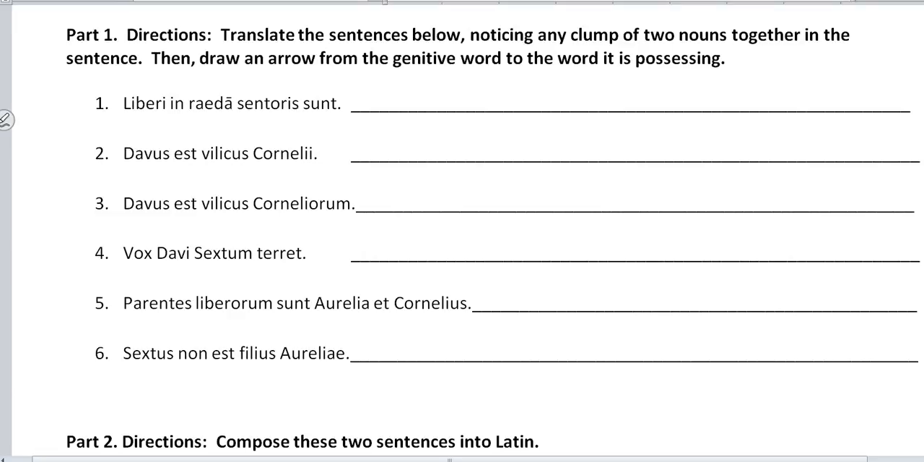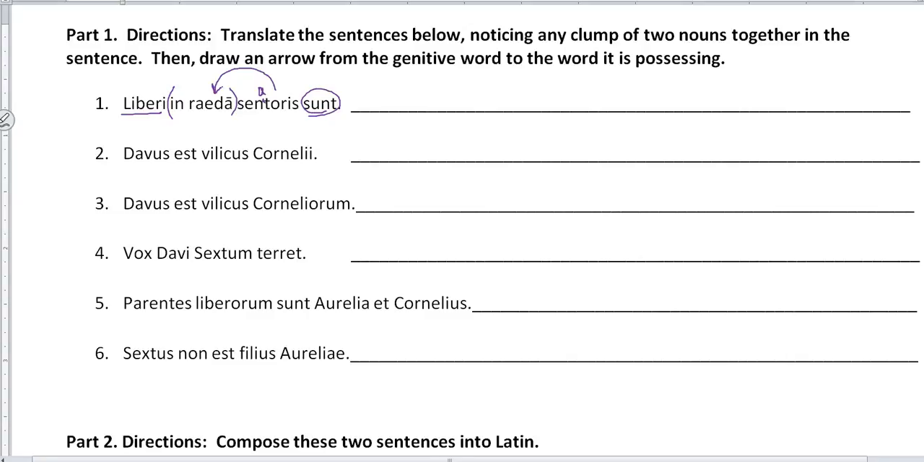Let's do the first one together. Liberi in raeda senatoris sunt. Ooh, typo. Senatoris sunt. Liberi is your subject, sunt is your verb, in raeda is a prep phrase, senatoris is genitive, and it's going back to raeda. The children are in the carriage of the senator, or the children are in the senator's carriage. So pause the video now. Please work together with your partner or with the people around you and translate these little phrases.